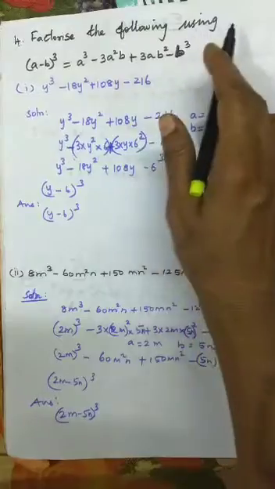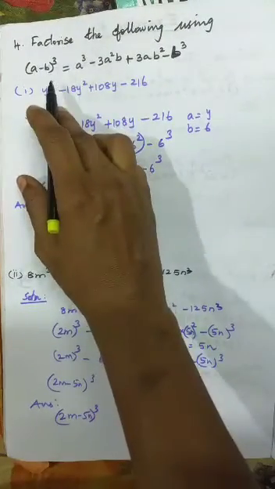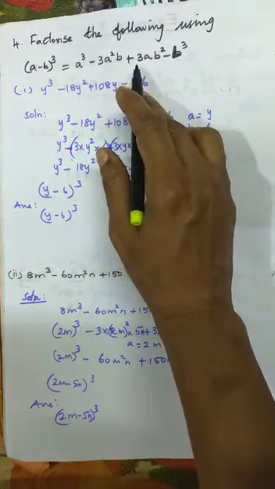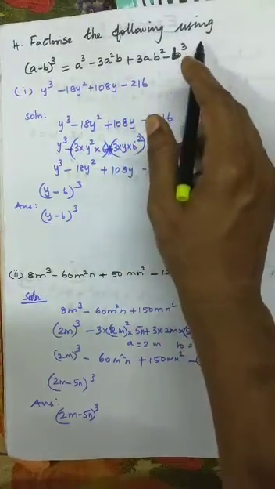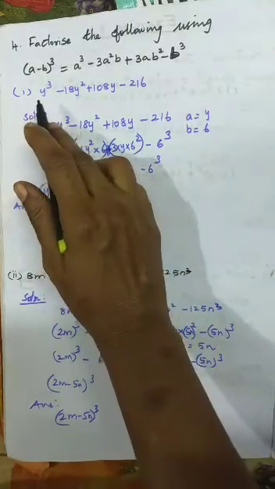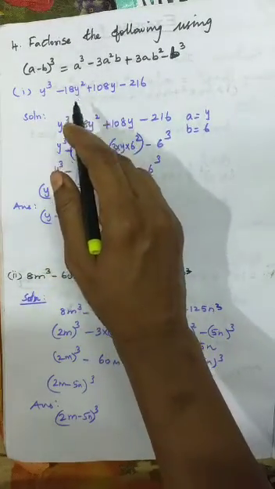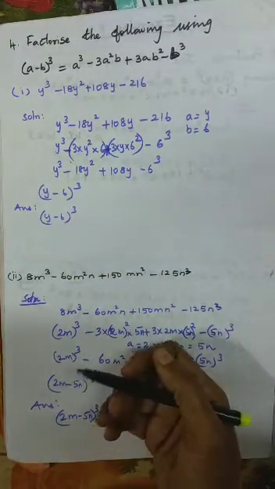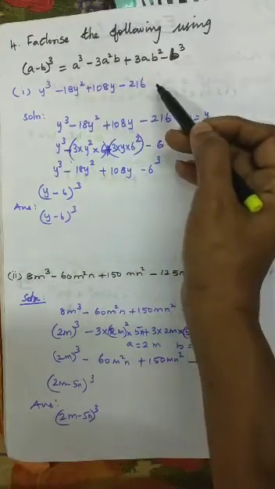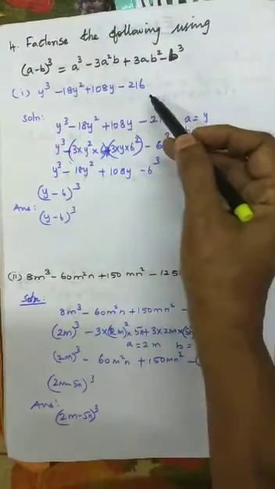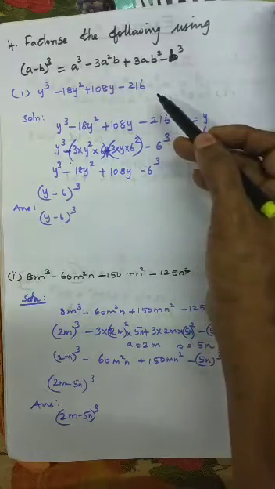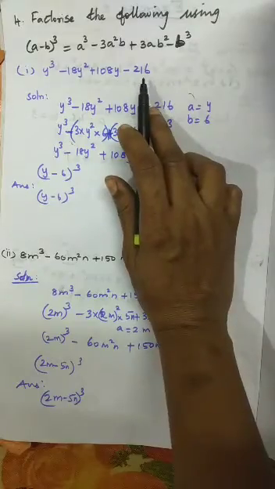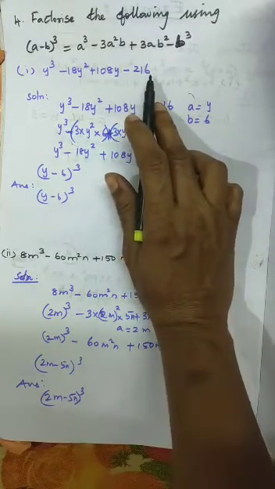Factorize the following using a minus b the whole cube equal to a cube minus 3a square b plus 3ab square minus b cube. So, first one, y cube minus 18y square plus 108y minus 216. Okay. Here see the first term and last term. First term is y cube. The last term is 216. 216 is, what is the cube here? 6 6s are 36. 36 6s are 216.